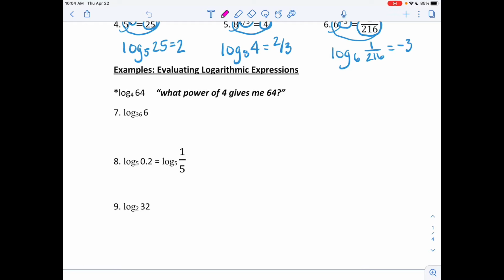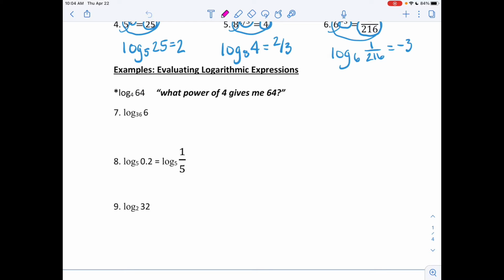Now let's look at evaluating logarithmic expressions. So if we want to evaluate log base 4 of 64, we need to ask ourselves what power of 4 will give me 64.